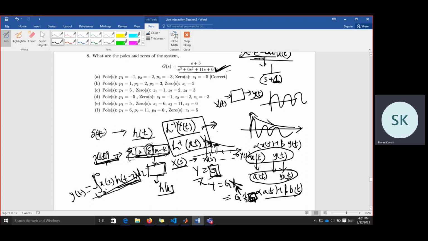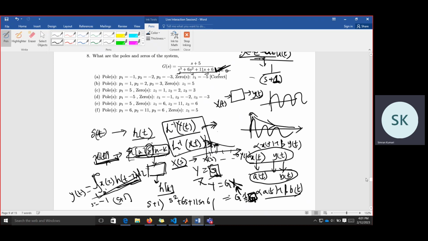Now one pole we can see: if we keep 1 everywhere, 1 will not satisfy this, this is not equal to 0. So minus 1 will satisfy this. So we can find the other roots by simply dividing this by s plus 1, because this is one factor. Minus 1 is a pole. So s plus 1 is one factor of s cubed plus 6s squared plus 11s plus 6.